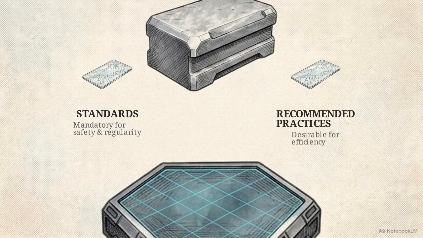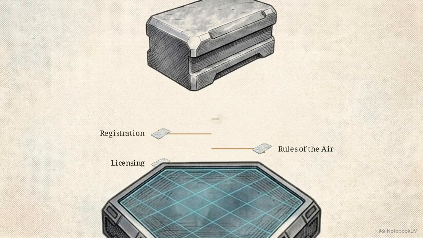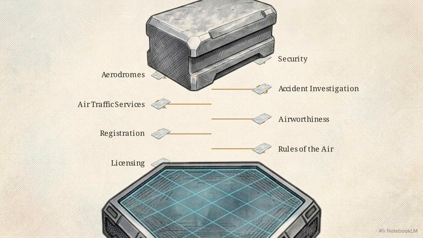These SARPs are detailed in 19 annexes. For the exam, focus on these branches: Annex 1 for licensing, Annex 2 for rules of the air, Annex 7 for registration, and Annex 8 for airworthiness. We continue with Annex 11 for air traffic services, Annex 13 for aircraft accident investigation, and Annex 14 for aerodromes. The final tested group includes Annex 17 for security, Annex 18 for dangerous goods, and Annex 19 for safety management.